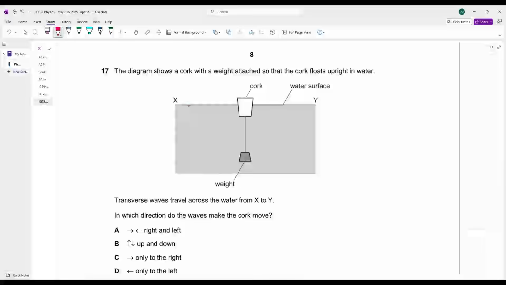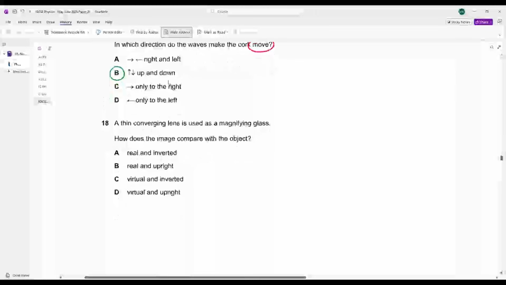Let's see this. The diagram shows a cork with a weight attached to that cork floats upright in water. ठीक है. ट्रांसवर्स वेव ट्रैवल फ्रॉम एक्स टू वाई. अच्छा जी, ट्रांसवर्स वेव ट्रैवल कर रही है फ्रॉम एक्स टू वाई. परफेक्ट. In which direction do the waves make the cork move? किस डायरेक्शन में ये कॉर्क मूव होगा अगर ट्रांसवर्स वेव लेफ्ट टू राइट जा रही है? बेटा अगर ट्रांसवर्स वेव लेफ्ट टू राइट जा रही है, ये कॉर्क अप एंड डाउन डायरेक्शन में मूव करेगा. B is your answer. Let's further move ahead.